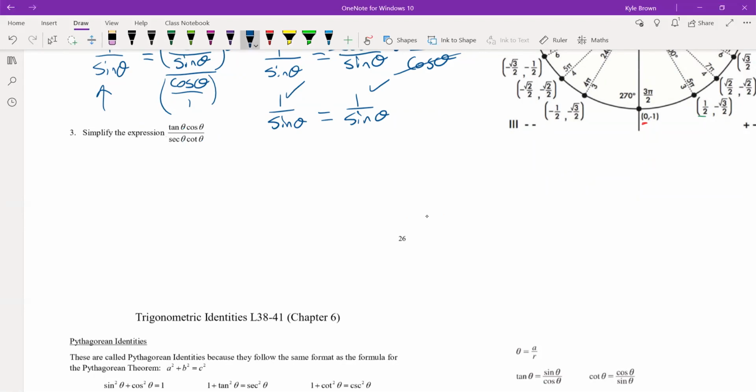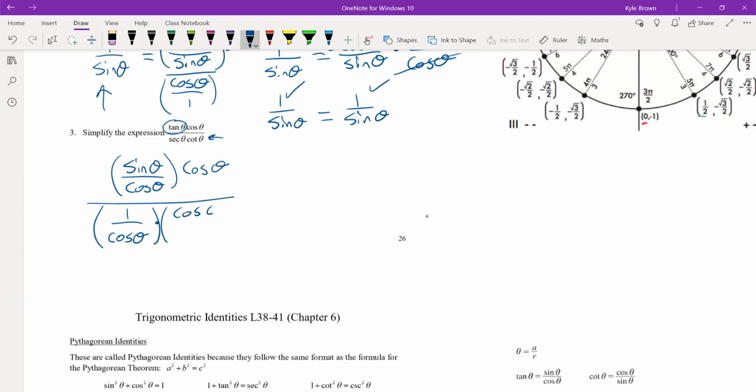Okay, so instead of a tan theta, I'm going to write that as sine theta over cos theta, right? That is what tan theta is. And then it's that times cosine theta, and then all over, and now I'm looking at the bottom. So secant theta, that's the same thing as 1 over cos theta. And then times, and maybe I'll put that in brackets, cotan theta. Cotan theta is the reciprocal of tan theta, so it's actually cos theta over sine theta.